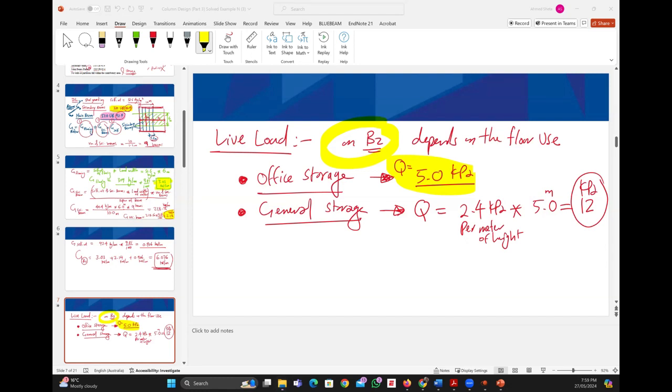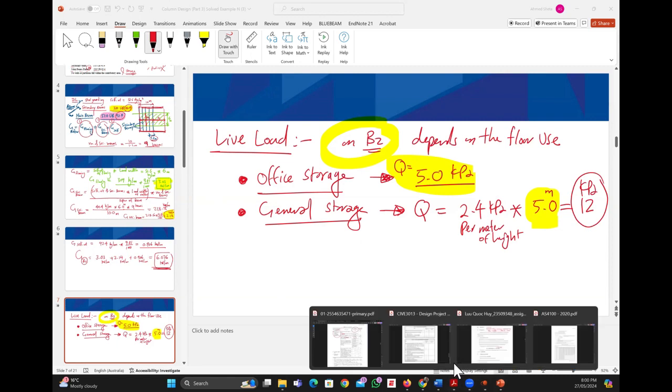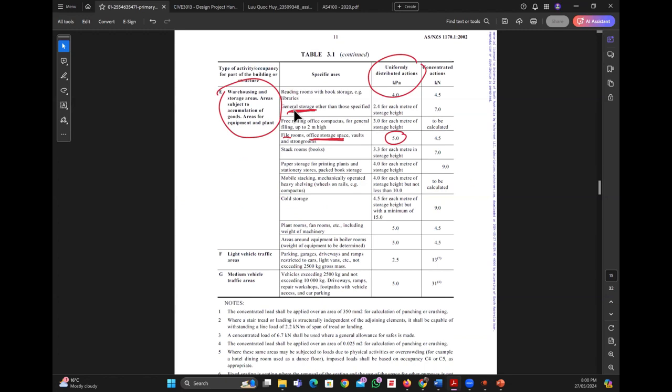If we return back, the two cases will not be applicable to our project, but if you want, both of them can be considered as a storage. So why did I multiply by 5 meters here? This was your question, Georgia, right? If we return back to the standard, it is 2.4 kPa for each meter of height. If you have 1 meter, 2.4; 2 meters, 4.8; and so on.